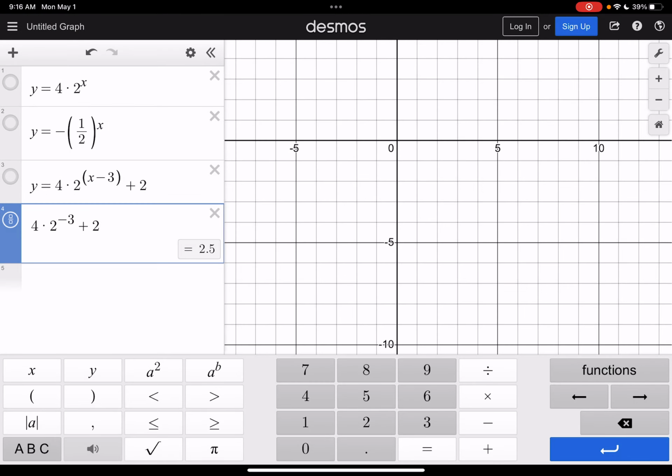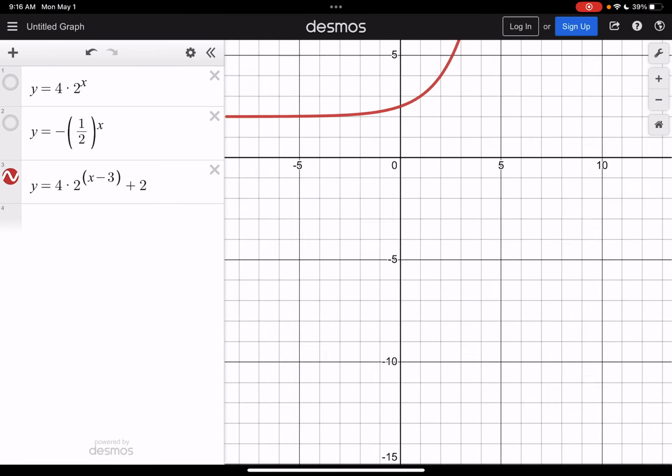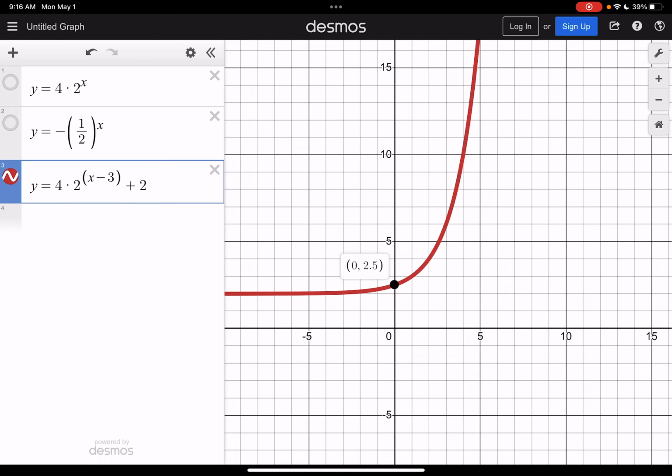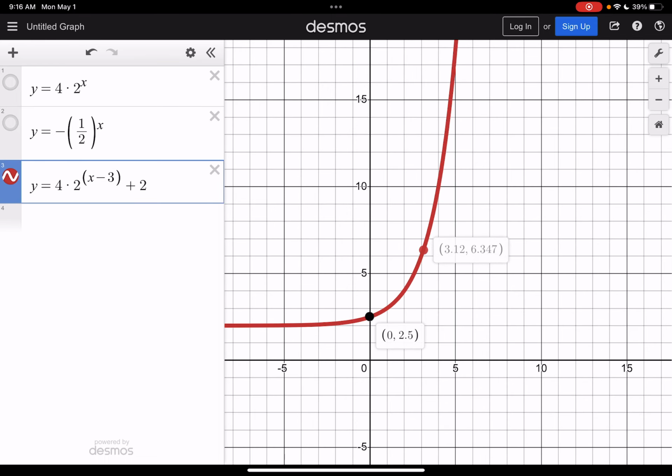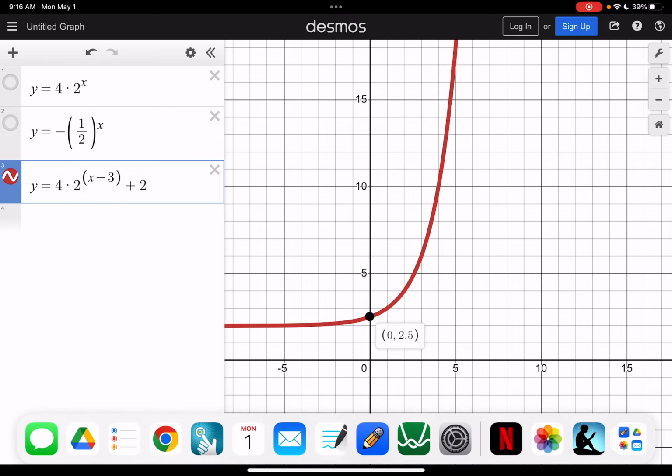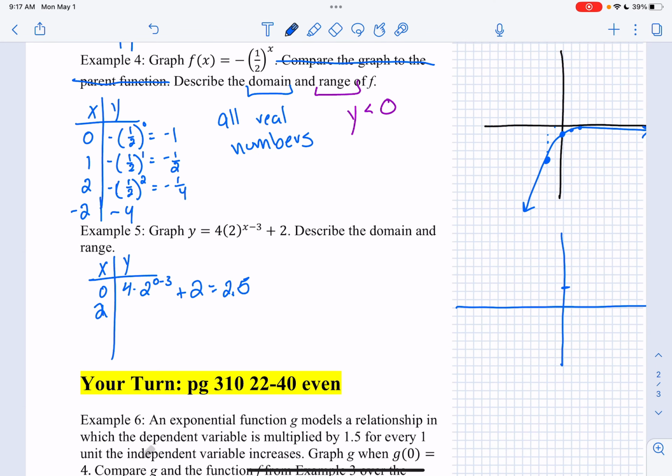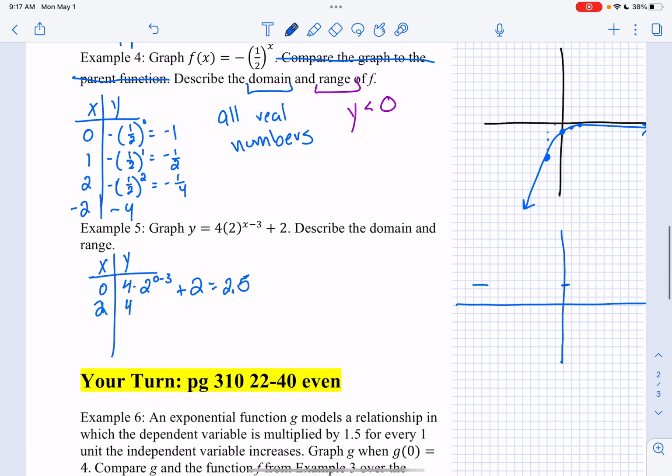Okay, looking at, I've graphed this, it ends up looking like this. Again, 2.5. You can trace on your calculator to get a few more points. At 2, we get 4. So when I plug in a 2, we get 4, and so forth and so on. And we would just plot quite a few points, but it's going to kind of do a thing like that. This ends up being a growth.